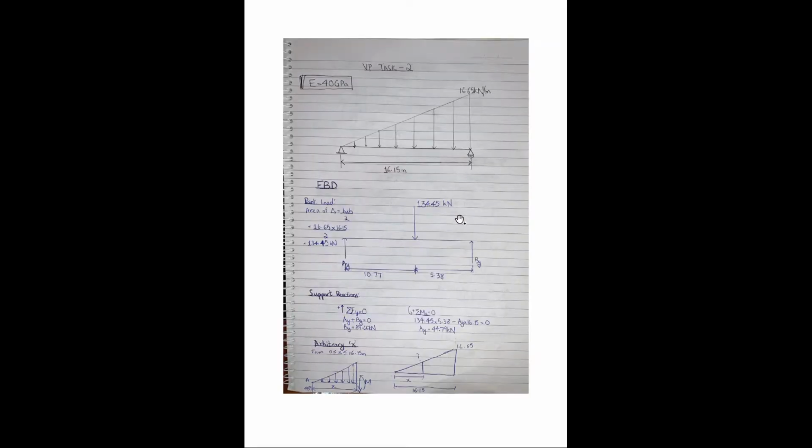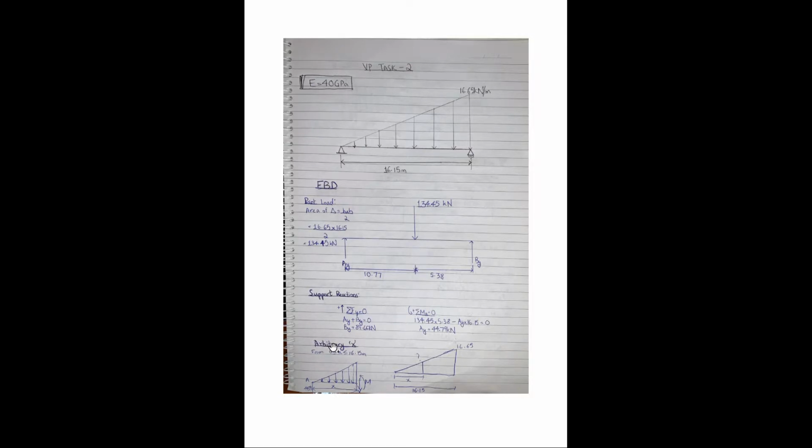So we were given a uniformly distributed load of 16.65 kilonewtons per meter. I resolved that into a point force, or a point load, of 134.45 kilonewtons. I used that value to calculate the support reaction forces using the equilibrium equations, with AY being 44.79 kilonewtons and BY being 89.66 kilonewtons.